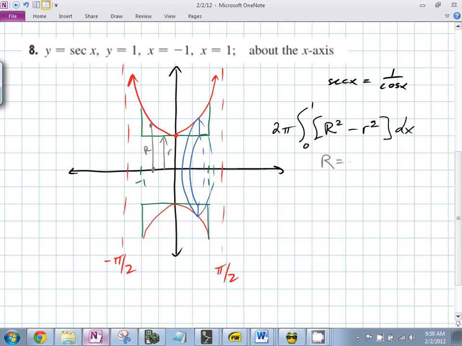And what is little r? Y equals 1. Just 1, right? Just the distance. It stays at 1, right? Everything needs to be in terms of x. We're cool with that. And 1 is a constant, so it's okay. So we have 2 pi times the integral from 0 to 1 of secant squared x minus 1 squared, which is just 1, dx. Let's just pause here and take a look at this.